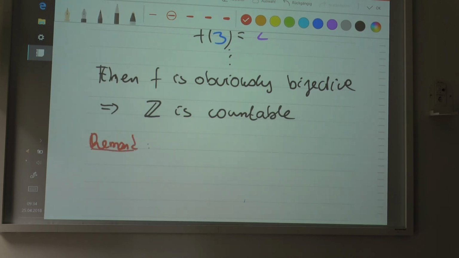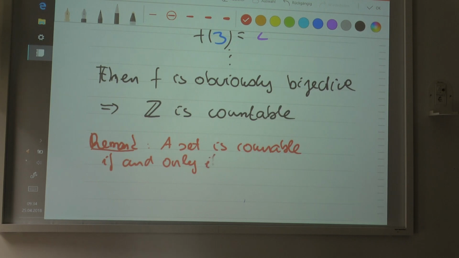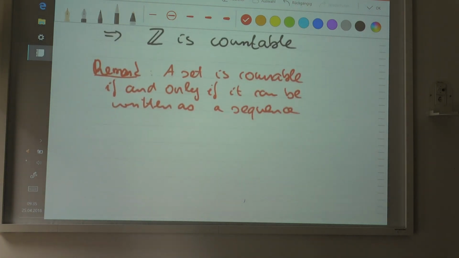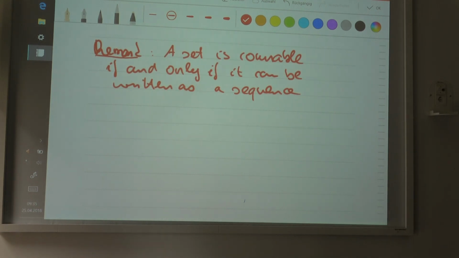A set is countable if and only if it can be written as a sequence. Why is that? Because a sequence of non-repetitive numbers is actually nothing but a bijection, or let's say a function from the set of natural numbers to another set that we imagine. Okay?